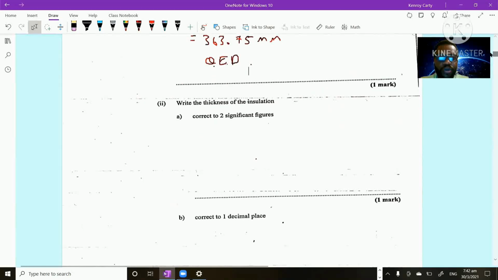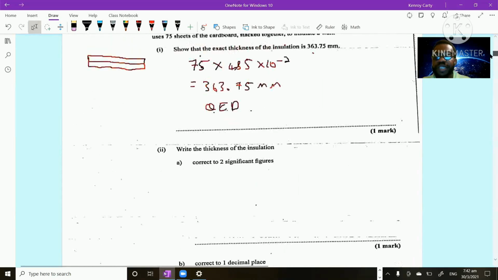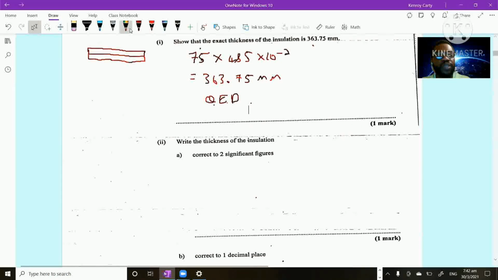All right. Now, for part B, it says write the thickness of the insulation correct to two significant figures. Now, for significant figures, we start counting from the left. And of course, we know that all non-zero digits are significant. Since there are no zeros in this, there's nothing to worry about. So the first significant figure is 3, and the second significant figure is 6. Good, which means that I'm going to be rounding off to 2 positions. Now, after the 6, this is a key position.